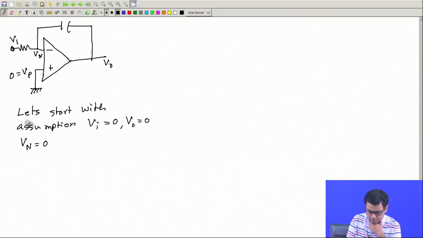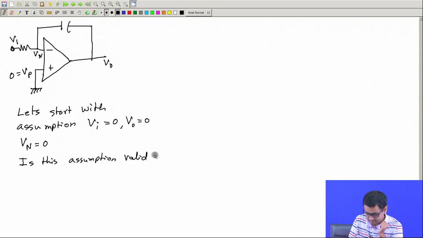So we start with the assumption that at any moment everything else is 0, input is 0, this potential is also 0, this is also 0. Is this a valid assumption? Is this assumption valid? Let's check.